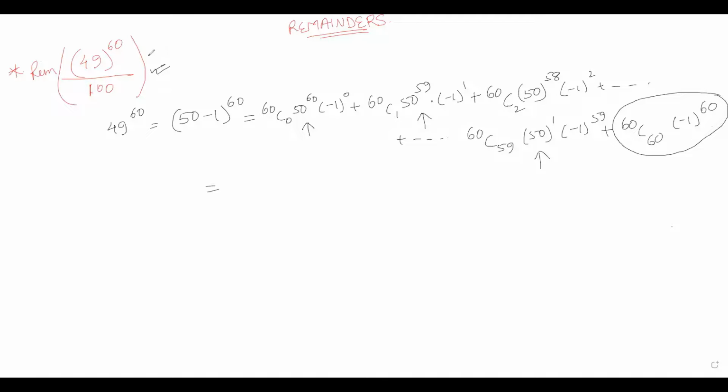So when 49 raised to power 60 is divided by 100, in that case, the remainder would be same as when the last term of this expansion would be divided by 100. Now we know 60C60 would be 60C0, that is 1, and minus 1 raised to power 60 is also 1. And all the terms of this expansion except the last term will have the last two digits as 0, 0, and the last term will have the last two digits as 0, 1. So the remainder when 49 raised to power 60 is divided by 100 would be same as 0, 1.